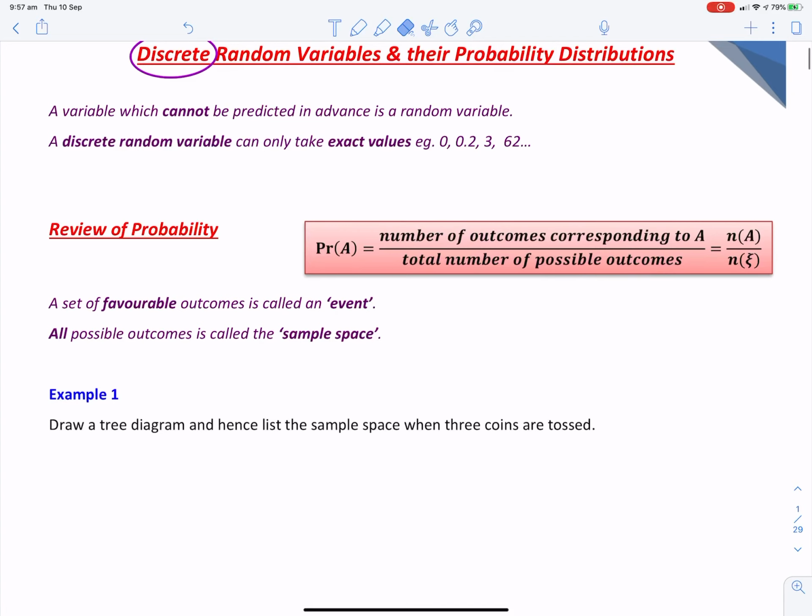So for this case, we're only looking at probabilities where we can only obtain discrete outcomes. Okay. A random variable is one that you can't predict in advance. So you don't know what the outcome is going to be.